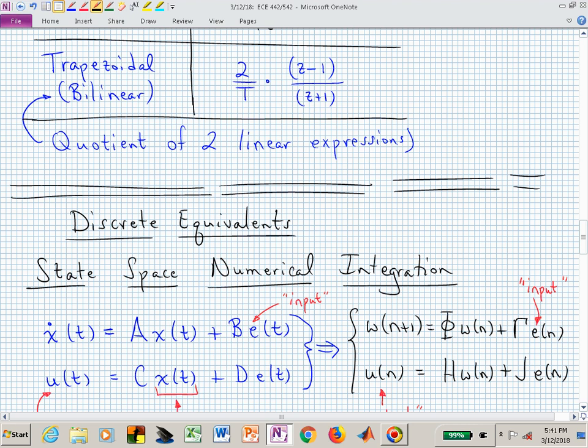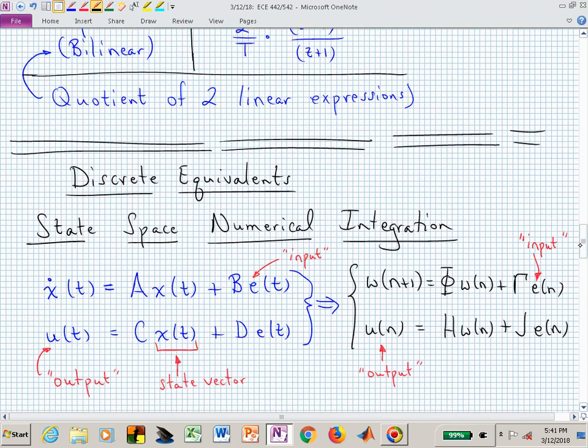We want to now find a phi that might be a function of A, B, C, and D, and the sampling period, capital T, where X is our state vector, and that could be 10 variables tall. It's 10 by 1 if that's the case.